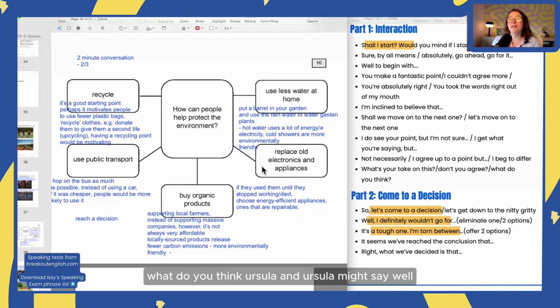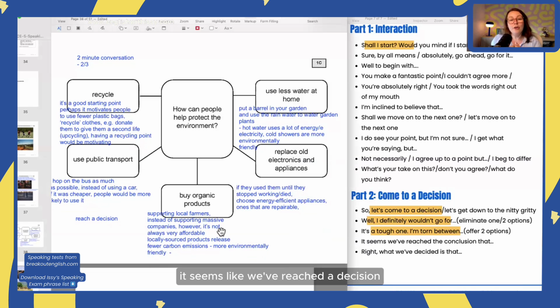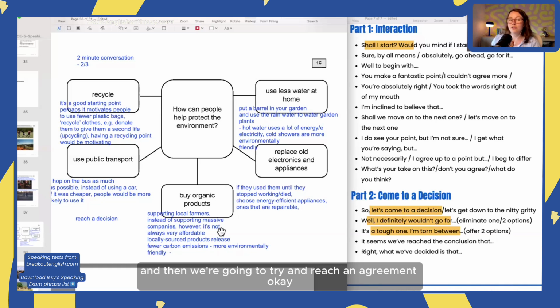And Ursula might say, well, if I had to choose between these 2, I would definitely go for this one because of this reason. And Gosia might say, great, I completely agree with you. It seems like we've reached a decision. So this is a strategy that we're going to practice today. We're going to eliminate one. We're going to offer 2 suggestions, and then we're going to try and reach an agreement.